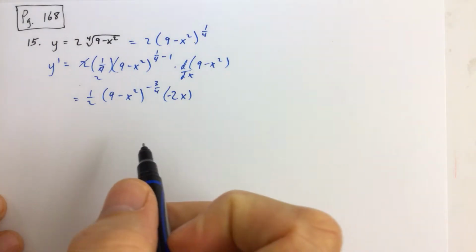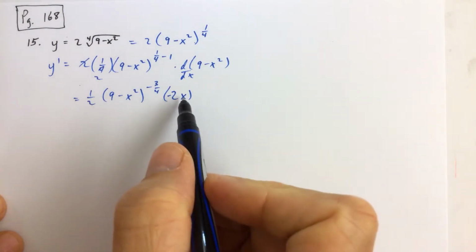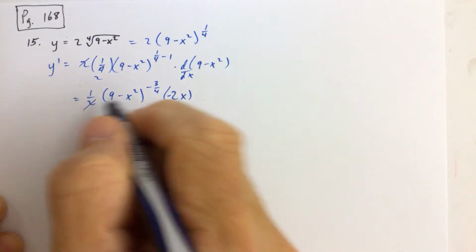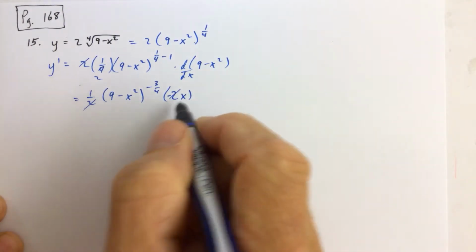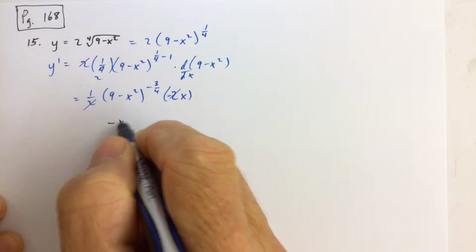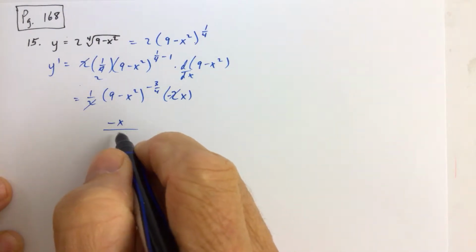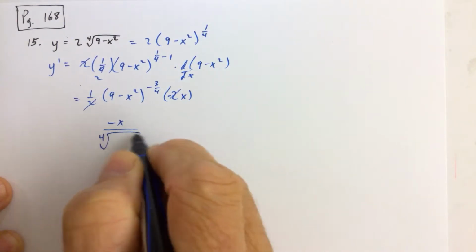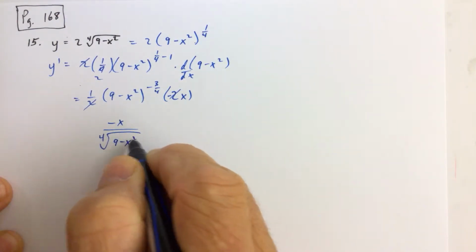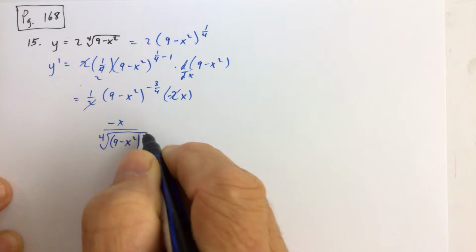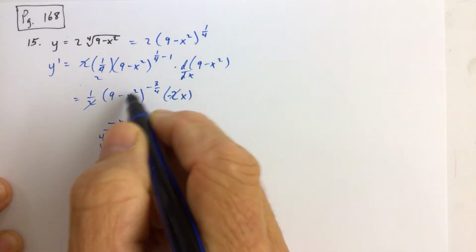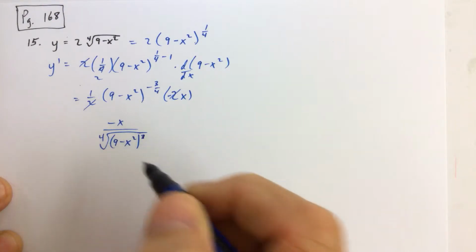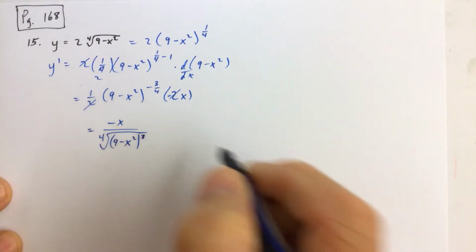So I'm looking at the answer, and that is the correct answer, but the answer in the back of the book shows it as having the 2's cancel and a negative x up on top, and then having the 4th root of 9 minus x squared to the 3rd power. That's just rewriting the expression here in radical form, but putting the radical in the denominator. So that's it.